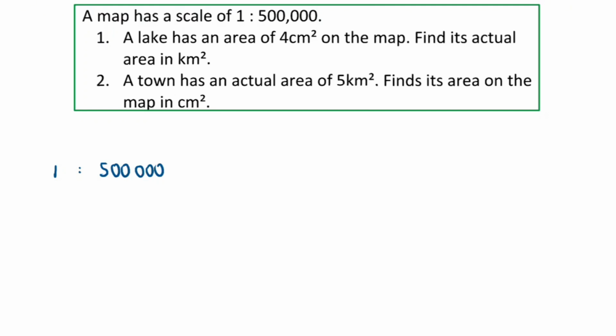So first, let's attempt to decipher what 1:500,000 means. I'll call this the length scale. The 1 actually represents the length of 1 unit on the map, and 500,000 actually represents the actual length of 500,000 units on the actual terrain. To make answering this question a bit easier, we need to add units into this length scale first. So I'm going to add cm on both the lengths.